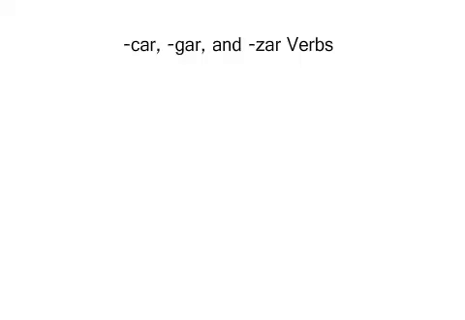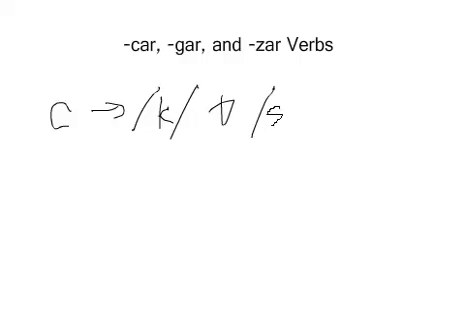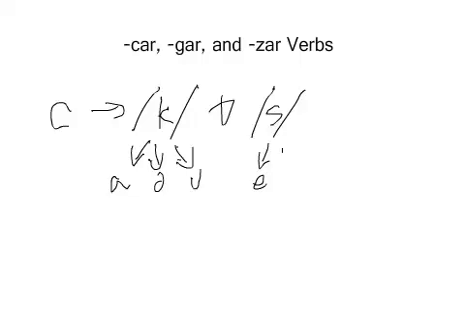Let's talk briefly about letter sounds in Spanish. The letter C makes two sounds. It makes what we think of as a K sound, and it also makes what we think of as an S sound. Just like in English, it makes this K sound before an A, an O, or a U. And again, just like in English, it makes this S sound before an E or an I.